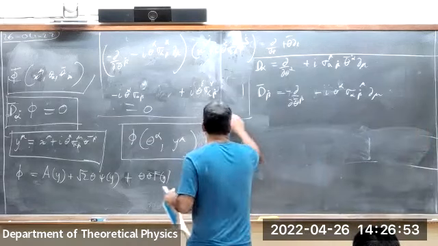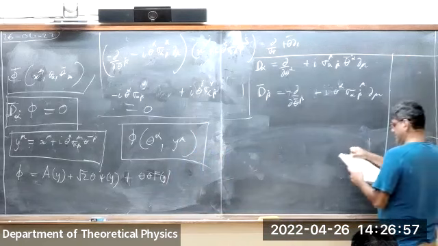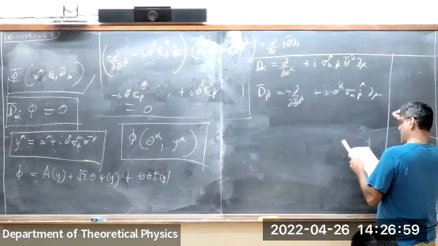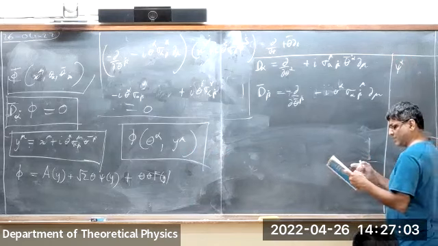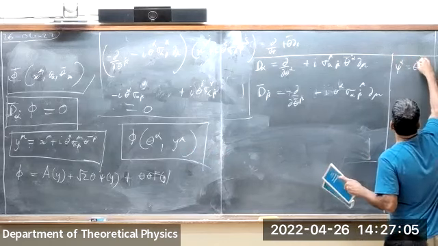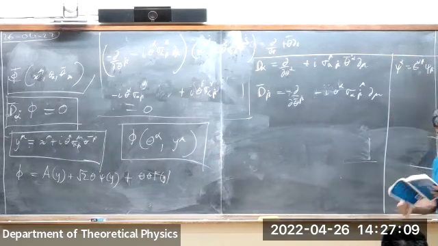Let me write down all conventions here once and for all. Psi alpha, when we raise an index, this is how we always do it. It's epsilon alpha beta psi beta.